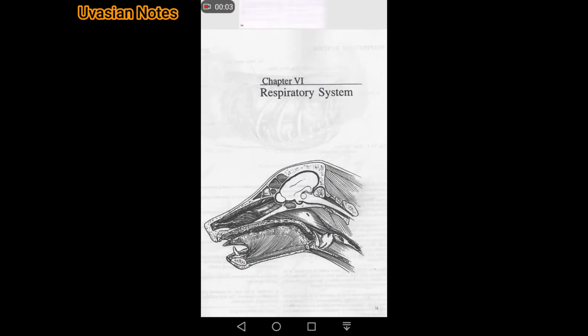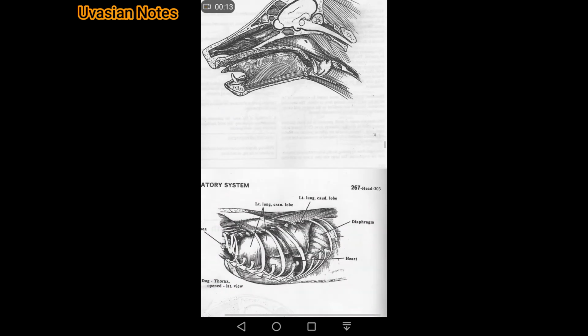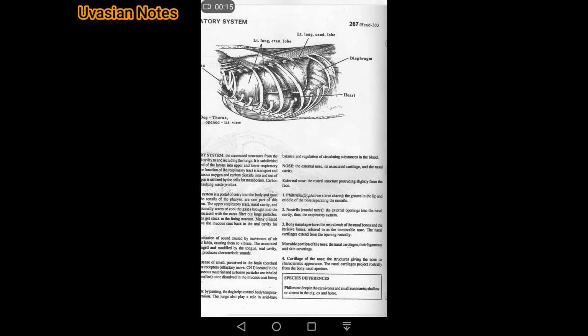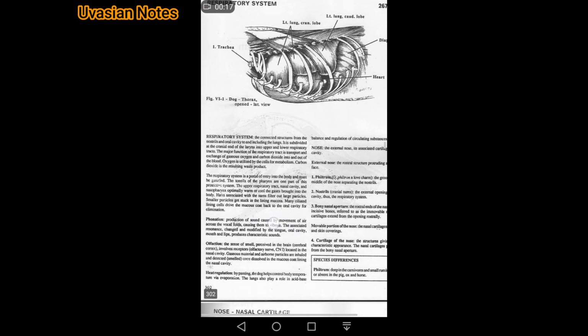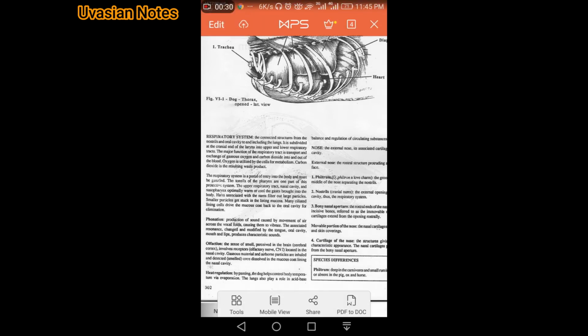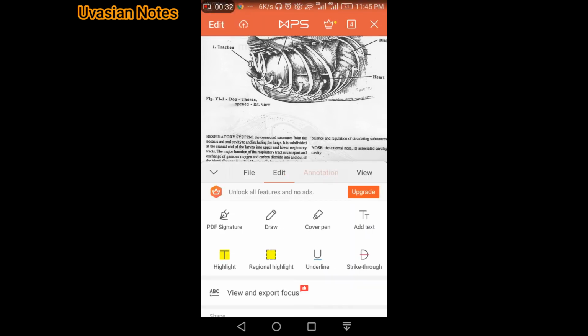This lecture is basically the practical topic for the respiratory system, and we will discuss the different components of the respiratory system in this lecture. Starting with the basics of the respiratory system, on page number 302 of your Pasquini textbook, this page 302 is basically about the introduction of the respiratory system.